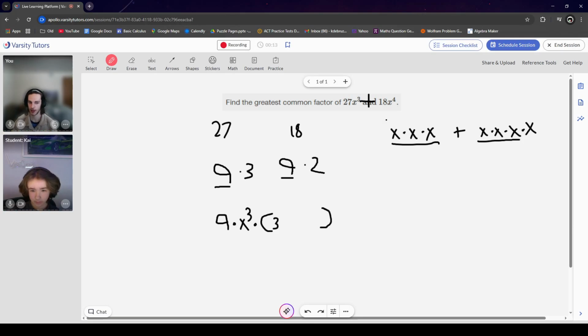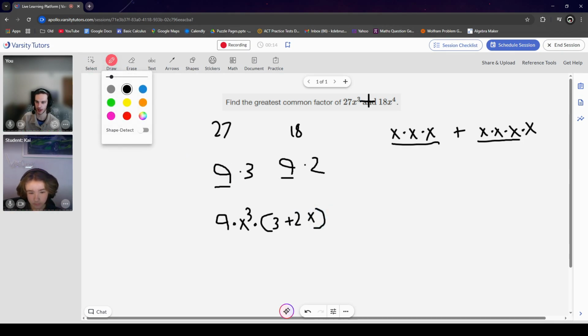The 2. And what else? And the 3. Nope. So we have this one x remaining. Oh, okay. So it's 2x. So 3 plus 2x, and then this is our final answer.